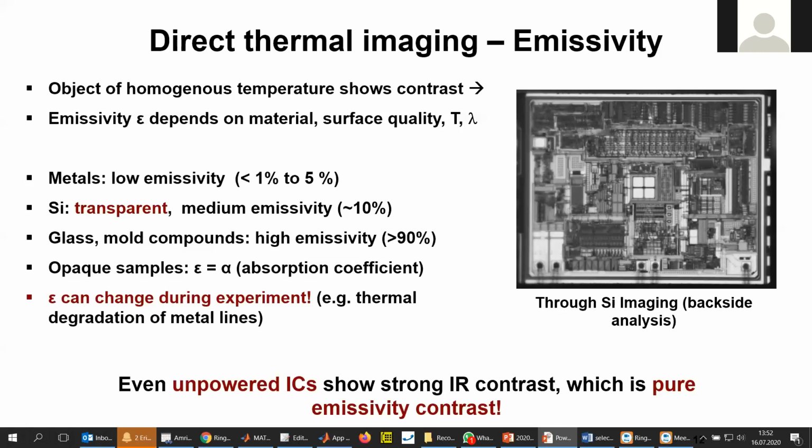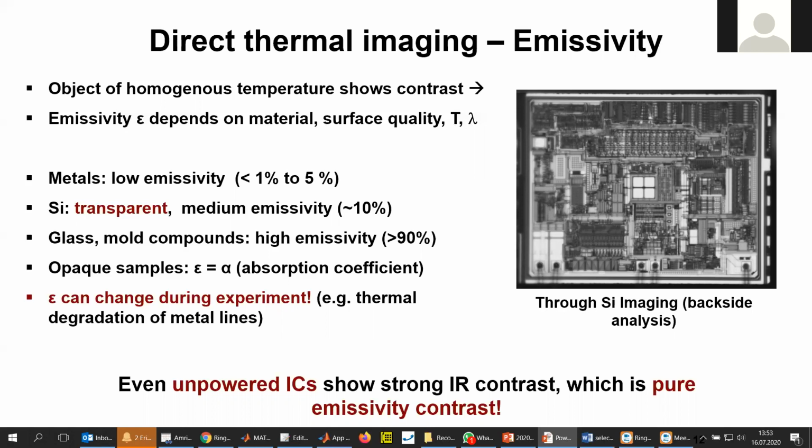structures. The emissivity of an object depends on the material itself, on the surface quality, particularly the surface roughness, the temperature, and the wavelength. As a rule of thumb, we can say that metals exhibit a low emissivity between 1 and 5%. Silicon is transparent. It exhibits a medium emissivity of approximately 10%. And glass and molding compounds have a high emissivity of above 90%.